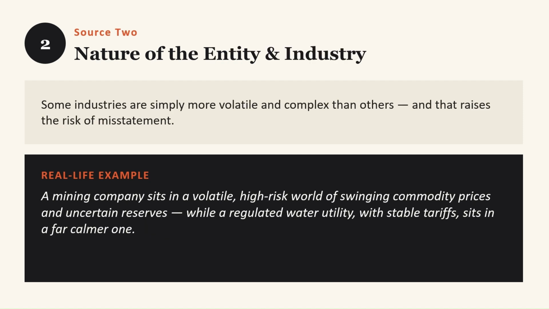The second source of inherent risk is the nature of the entity and the industry it operates within. Some industries are simply more volatile and more complex than others, and that volatility directly increases the risk of misstatement. Let's compare two examples. A mining company operates in a volatile, high risk environment. Commodity prices swing constantly, and reserve estimates carry a lot of uncertainty. Now, compare that to a regulated water utility, which benefits from stable, predictable tariffs. Both are legitimate businesses, but they start from very different points when it comes to inherent risk, purely because of the industries they are in.